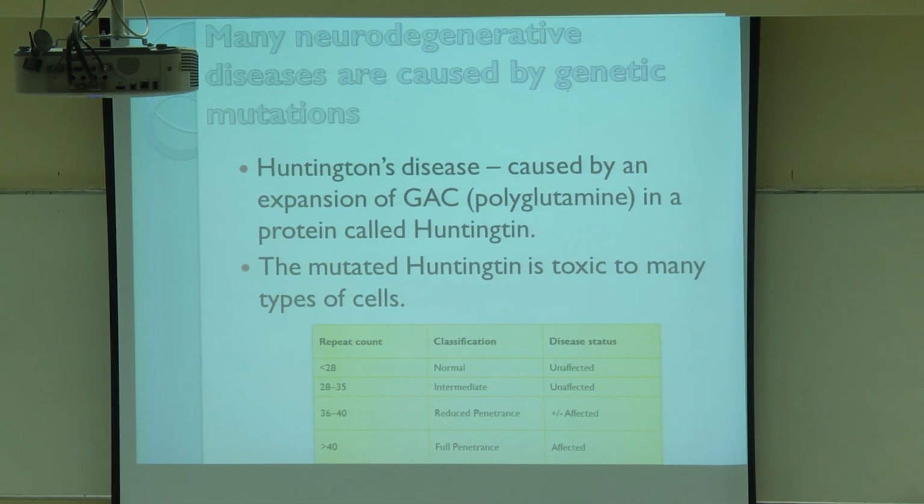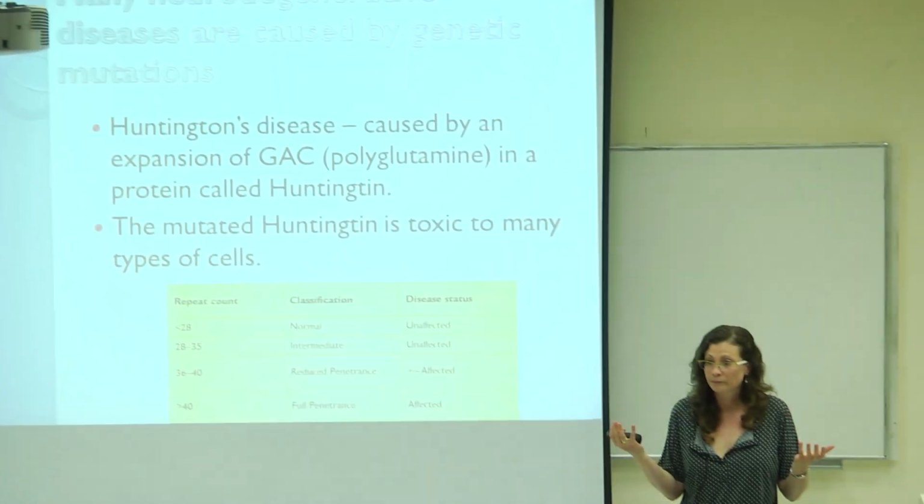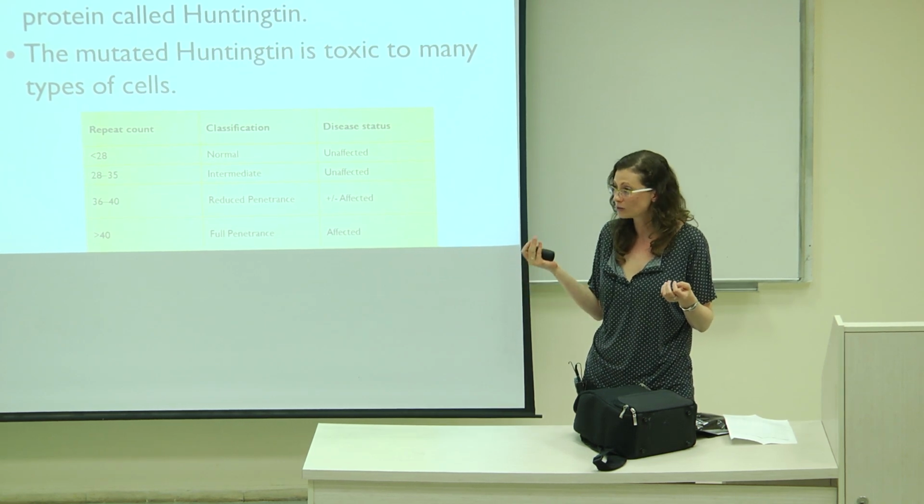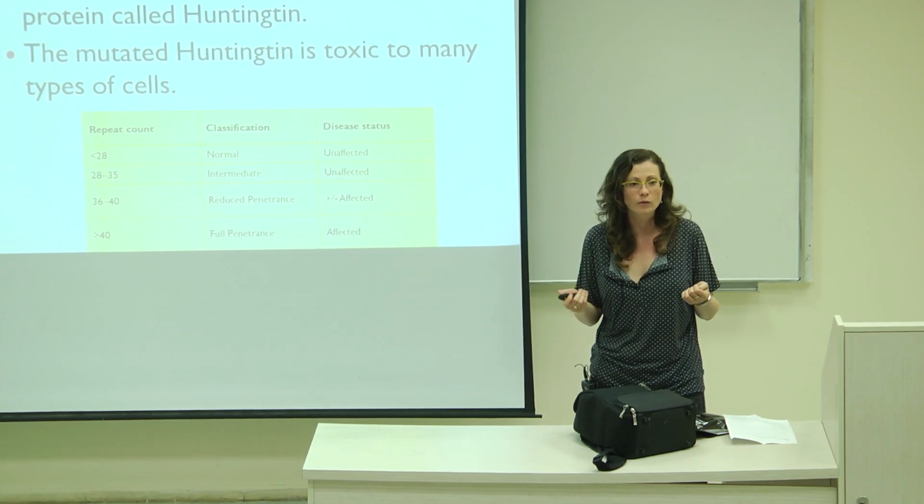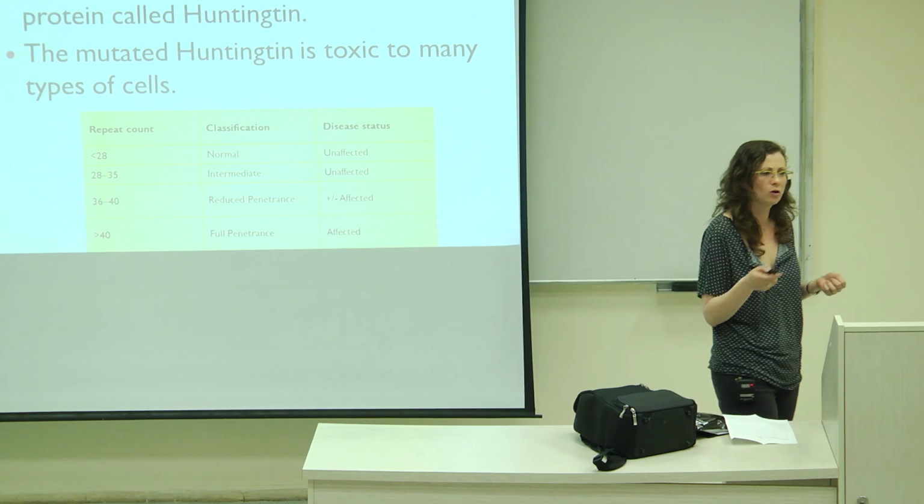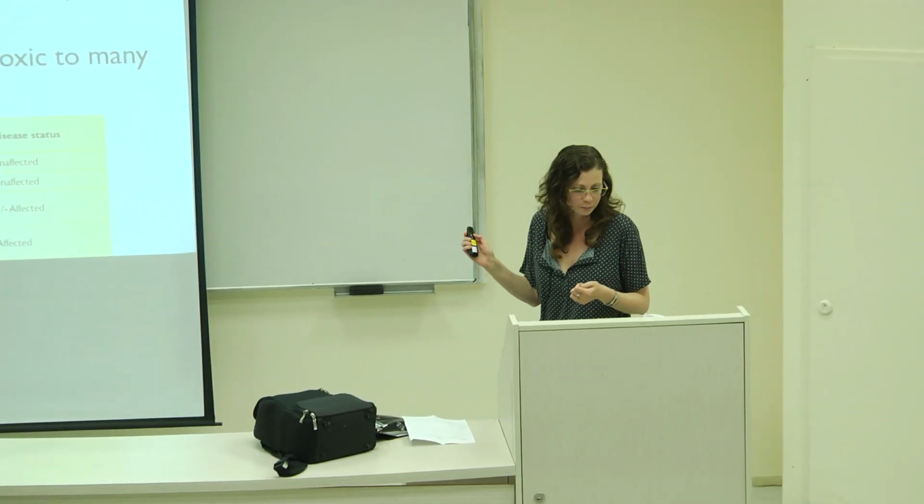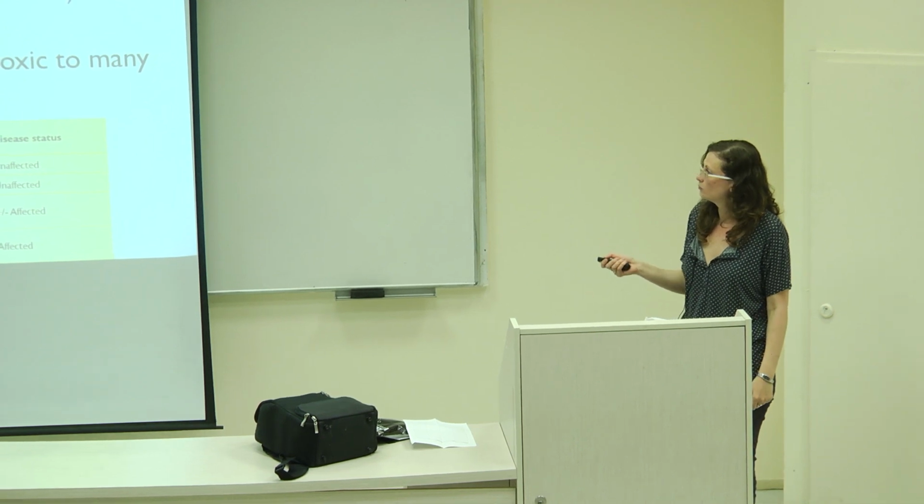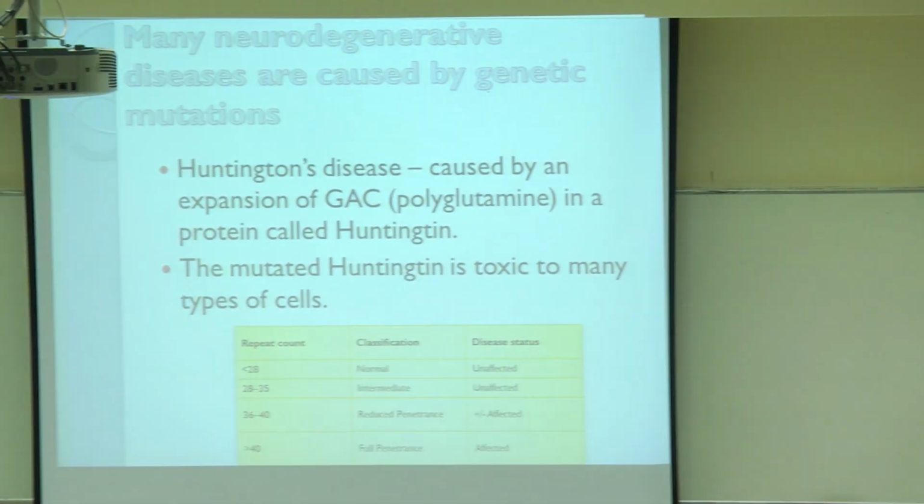And which cells are more susceptible and are more sensitive? Neurons. Cells in our brain are more sensitive. And this is why we get a neurodegenerative disease, and you'll have a whole class, I think, about Huntington's. This protein, by the way, is called huntingtin. Okay?